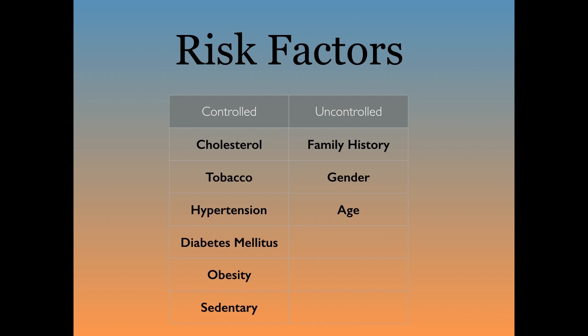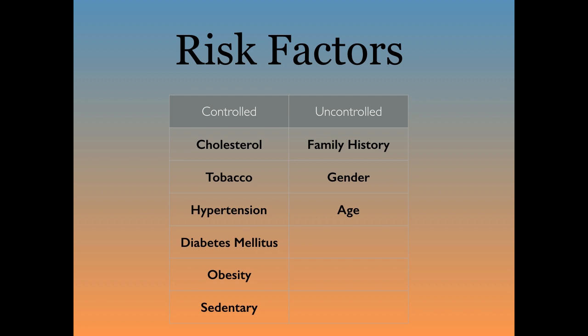Tobacco can include cigarette smoking, chewing tobacco, dip. These are risk factors that increase your chances of getting ischemic heart disease. Diabetes is considered a cardiac disease equivalent, and I'll discuss a little bit what that means in more detail.